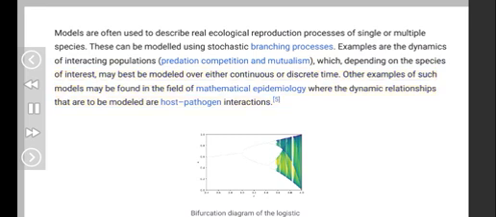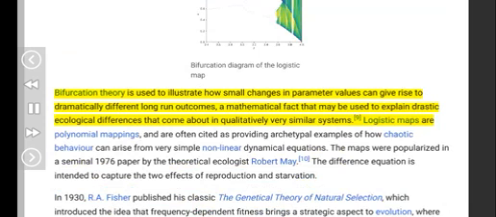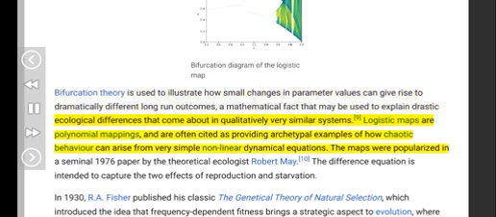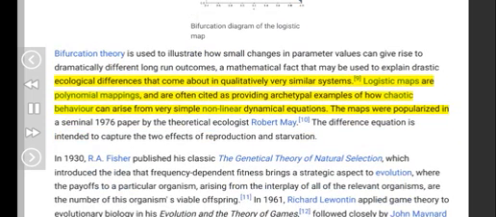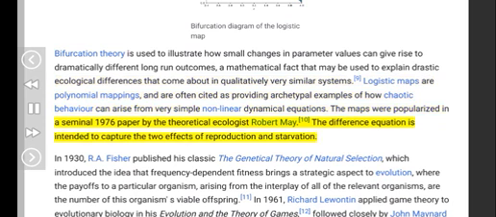Bifurcation diagram of the logistic map. Bifurcation theory is used to illustrate how small changes in parameter values can give rise to dramatically different long-run outcomes, a mathematical fact that may be used to explain drastic ecological differences that come about in qualitatively very similar systems. Logistic maps are polynomial mappings, and are often cited as providing archetypal examples of how chaotic behavior can arise from very simple nonlinear dynamical equations. The maps were popularized in a seminal 1976 paper by the theoretical ecologist Robert May. The difference equation is intended to capture the two effects of reproduction and starvation.